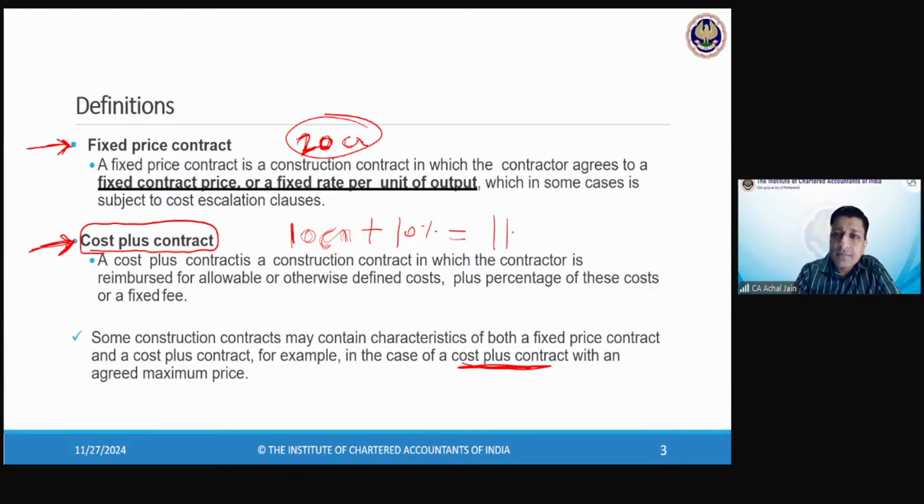Great. Now, what has been the basis of this revenue? This revenue is completely dependent on the cost incurred. So if the cost incurred goes up, the revenue will go up. If the cost incurred goes down, the revenue will go down. That's why you call this a cost plus contract, meaning cost which is incurred, on which a margin is added. Now, where does this margin come from? This is agreed with the customer.